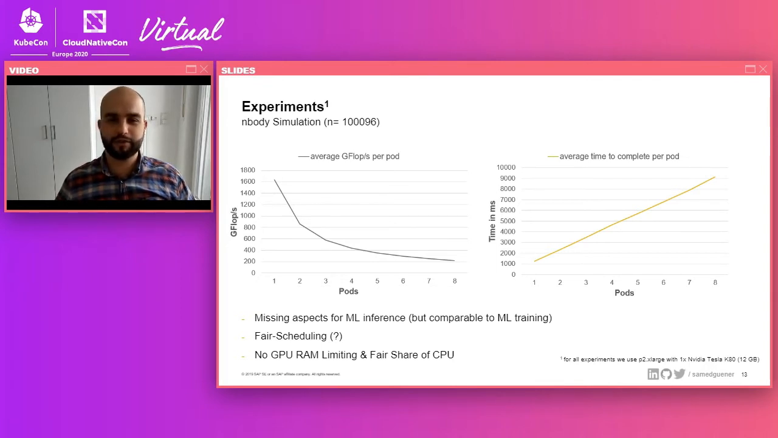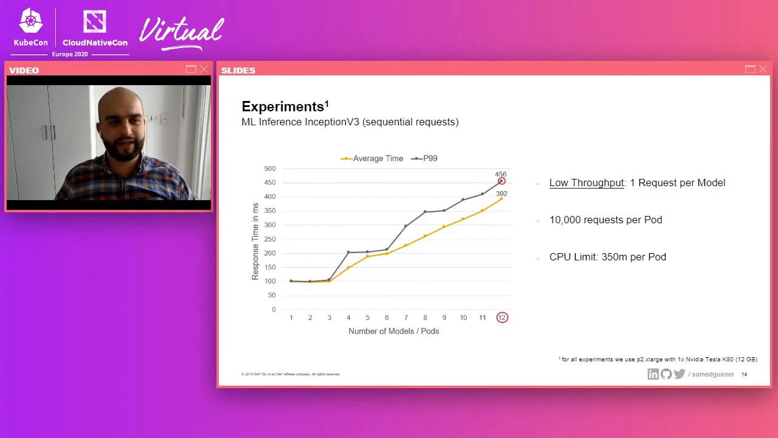Keep in mind that we did not limit the vGPU nor the GPU utilization, and have given every pod a fair share of CPU from the node, a p2.xlarge at AWS, we were running on. While the experiment is kind of comparable to machine learning training, we were more interested in sharing GPUs in the case of machine learning inference. Actually, it includes more factors, such as network, throughput, and latency. So let's check out those experiments we have done.